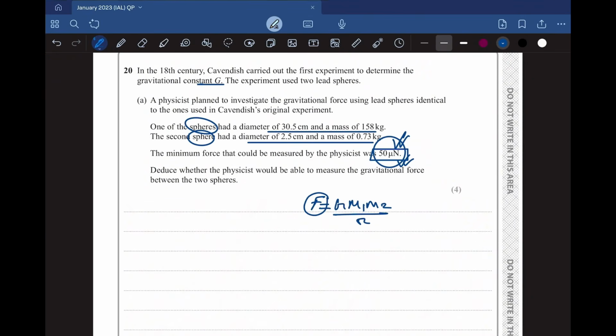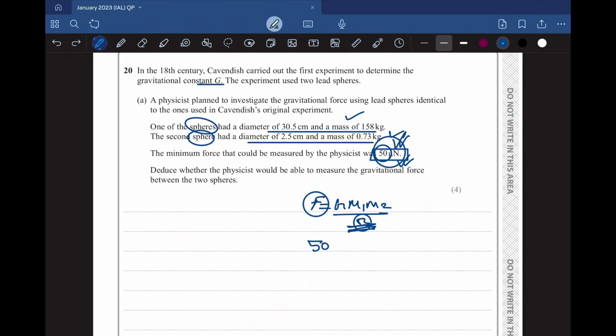We have got the force, we have got the two masses as well as this radius. So we have got these two masses, this mass and this mass, and we will just figure out this radius, and we will figure out how much radius or how much separation it can have with this minimum 50 Newton of force. So let's write it down, 50 micronewton. We need to convert this micronewton.